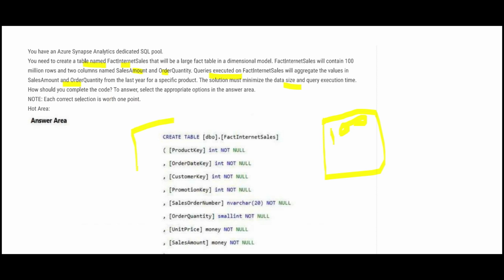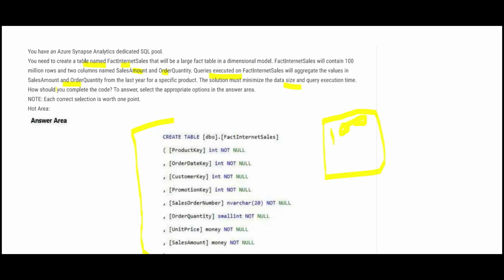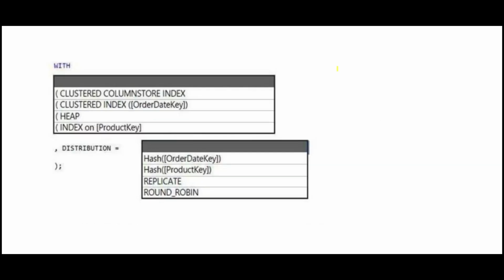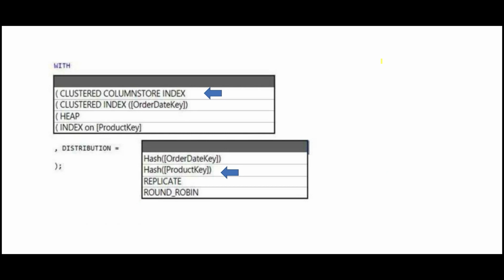How should we complete the code? They have given this code, and they are telling us to please complete the code. This is also a portion of the question. In the WITH clause, what should be used? In the distribution clause, what should be used? When the roll up happens, what will it roll up on? The roll up has to happen on the product, because for that product it will tell you the aggregate sales amount and the aggregate order quantity. So distribution has to be at the hash product key, and then with clustered columnstore index. It should be a clustered columnstore index, because that is the way it will run faster. We have to minimize the data size and improve the query execution time. Improving the query execution time means you need very high performance.